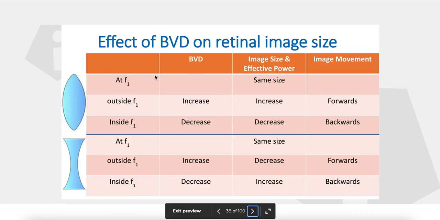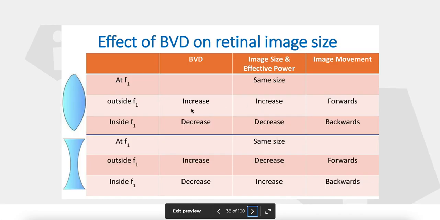Because we mentioned, according to Knapp's rule, if the patient is wearing a spectacle at the F1, then the image size produced by the lens will be the same as the emmetropic image size. However, this doesn't always occur, meaning that sometimes we are moving the lens away from the F1, or away from the eye, or more toward the eye. So what happens if we move the plus lens away from the eye?